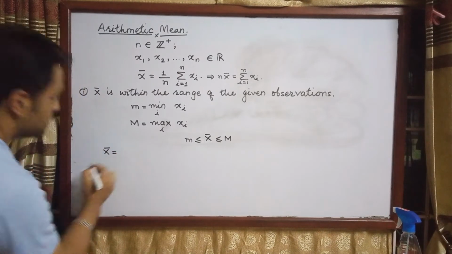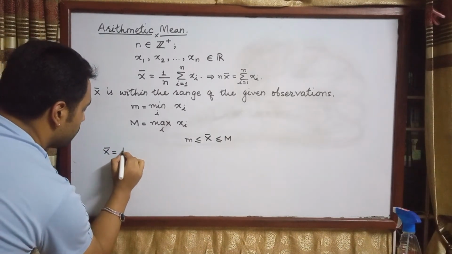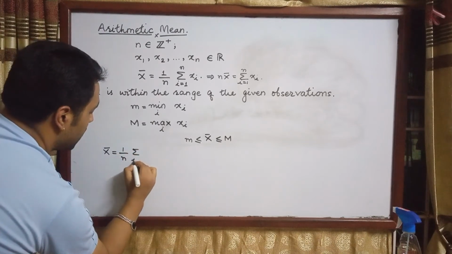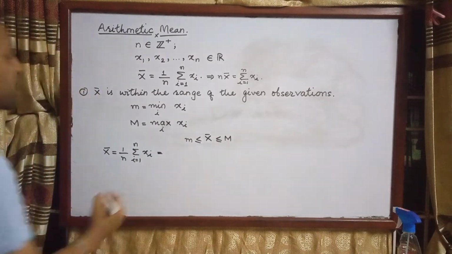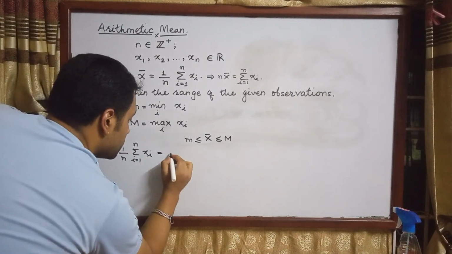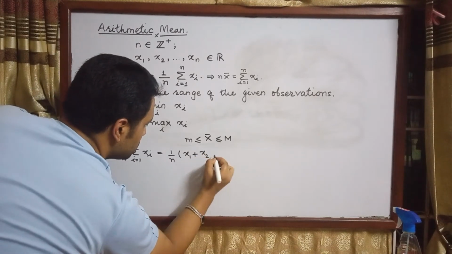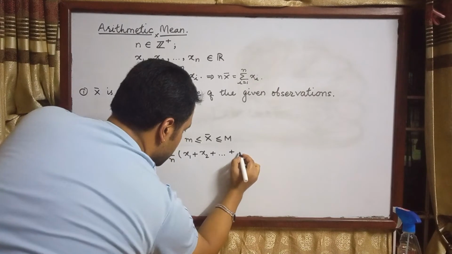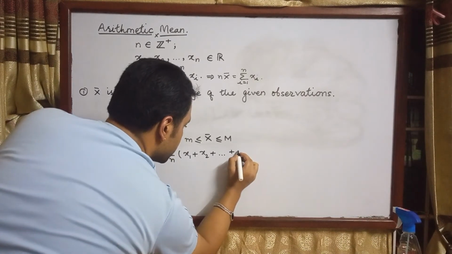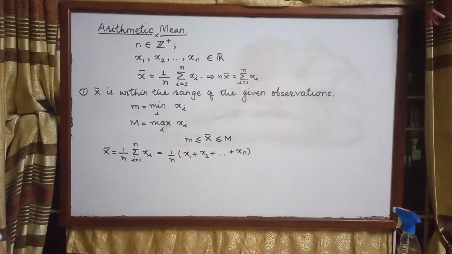x bar is equal to 1 over n summation i equals 1 to n xi. We can write it as 1 by n times (x1 + x2 + ... + xn), okay, like this.